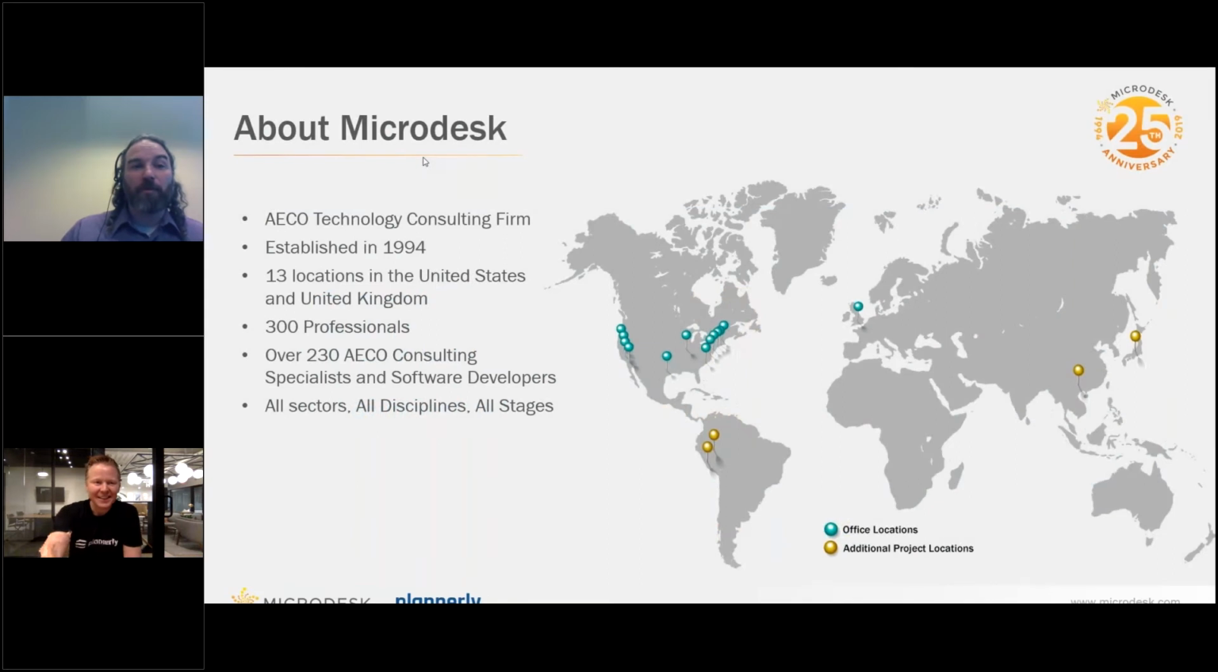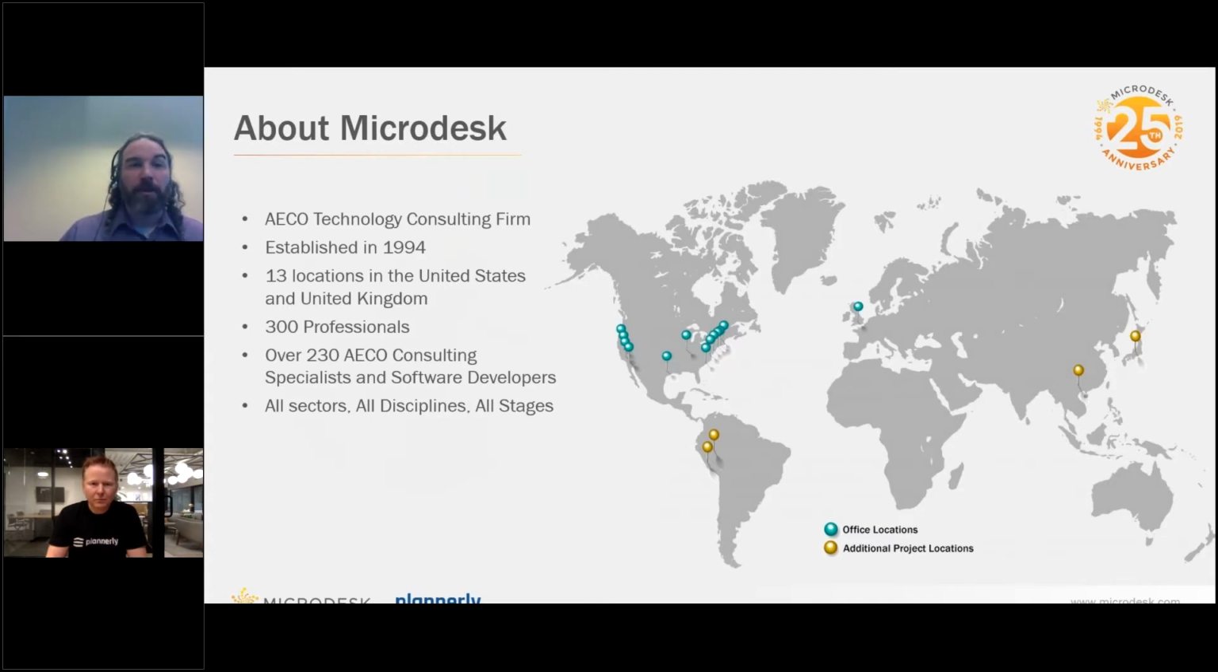So for those of you who aren't familiar with Microdesk, we are an AECO consulting technology firm. We've been around since '94. We've got 13 locations in the US as well as one in the UK. We work on projects across the country and across the world. And we have over 230 technical staff. And in that staff, everybody typically comes from the industry. They have a background, whether it's working as a structural, mechanical, infrastructure, architectural, or construction engineer. We all come from actually doing the work as opposed to just knowing how it's supposed to work.